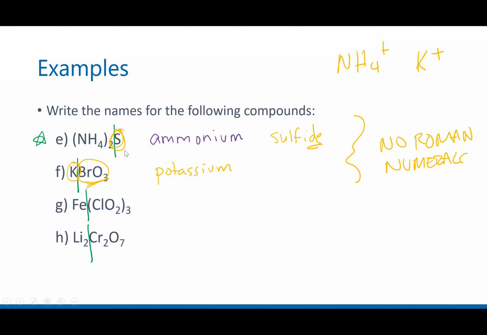Okay, don't touch the name. This would be potassium bromate. So potassium, sorry, I just wanted to get my colors nice and organized. Bromate, there we go. Again, no Roman numerals. G, when you guys do this one, this will have Roman numerals. And the reason G will have Roman numerals is because it's iron, and iron can be 3 or 2.